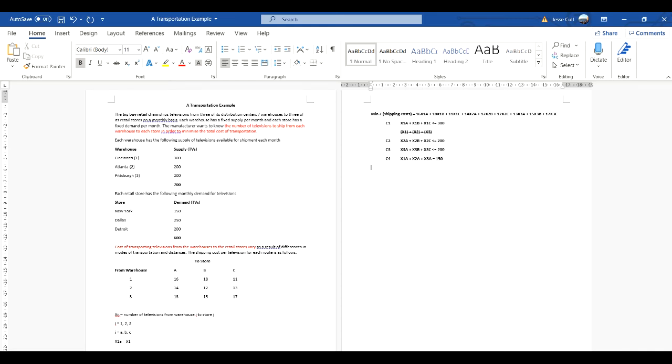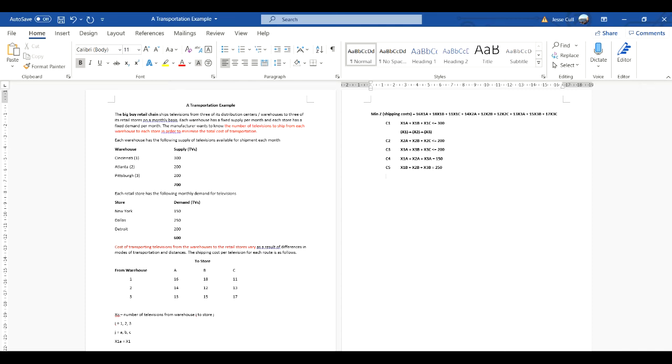So let's repeat that for C5. We see that X, C5 is store B right here. So B requires 250. We see that right here. So the only ways to get there are 1B, 2B, 3B. So X, 1B plus X, 2B plus X, 3B must equal 250.